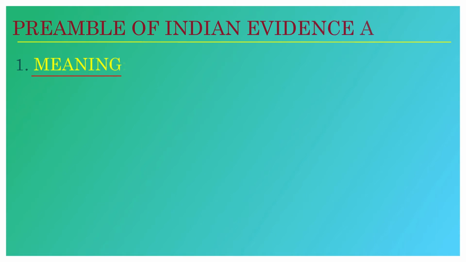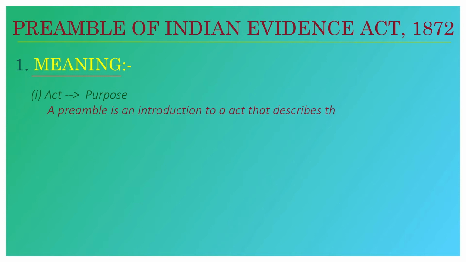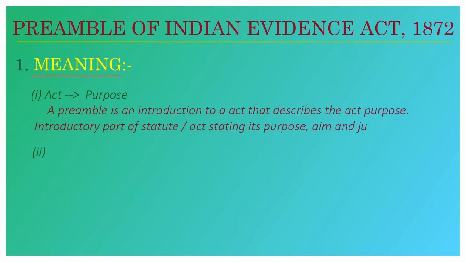Meaning is: a preamble is an introduction to an act that describes the act's purpose, or the introductory part of a statute, stating its purpose, aim and justification. Secondly, preamble is a preface or identity card, meaning it is the preface or identity card of the law of evidence.